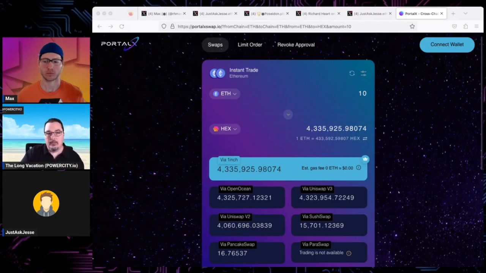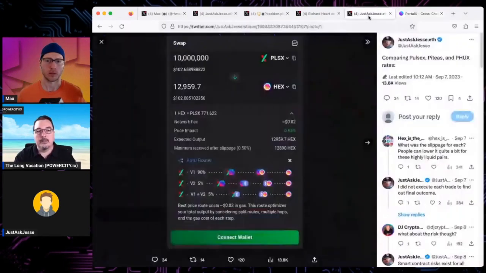PortalX is a smart router that will just optimize across multiple providers to find the best route out of all those providers to get you the most tokens on the other end. So, and just on the DEXs too. So PulseX, Piteas, PHUX.